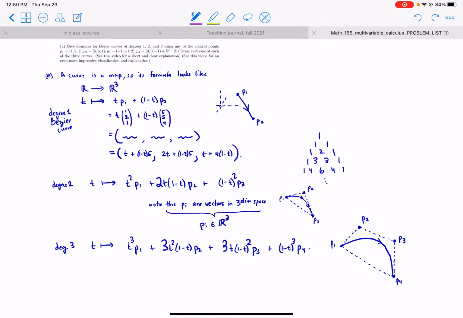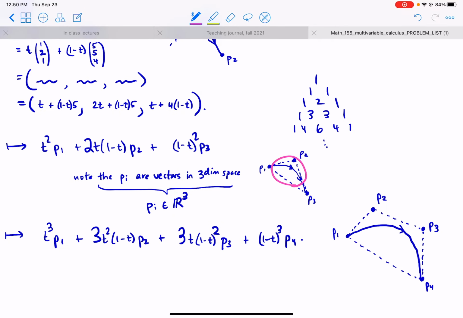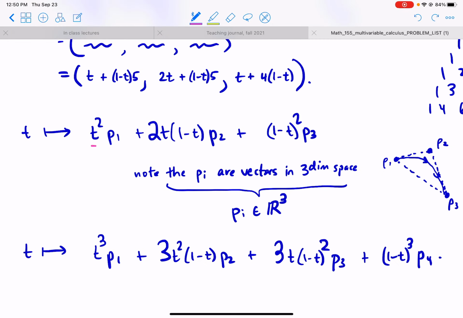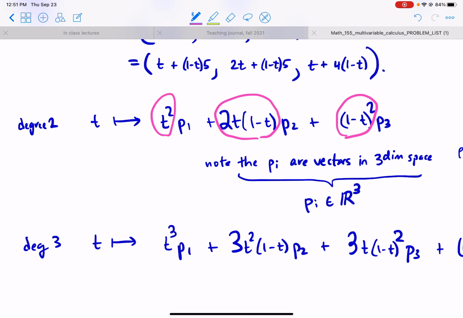So first of all, how do we know that the Bezier curve stays within the convex hull? How do we know that? Well, let's check that it's a convex combination. So let's look at these numbers. These are numbers in front of our vectors. And let's just add them up. So what do I get?